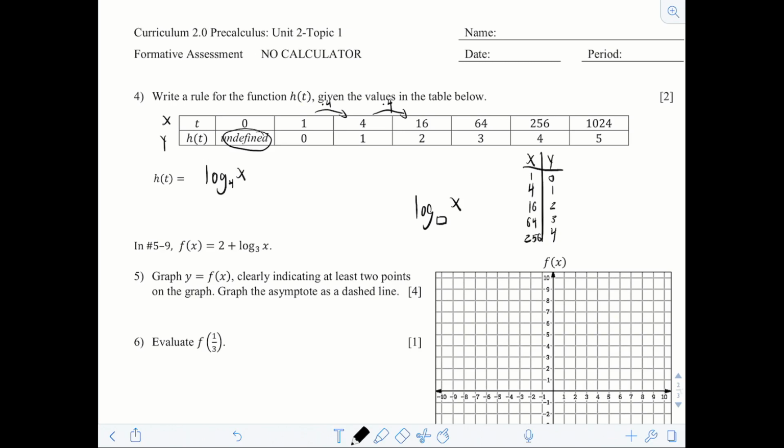Okay, and just to double check, if I were to say log base 4 of, let's say, 0, what would that give us? So I'm saying 4 to the something power gives me 0, and since that's not available, this will be undefined. Let's do log base 4 of 1, and that would actually be 0. Log base 4 of 4 would be 1. Log base 4 of 16 would be 2. And so it seems like those values end up working out just fine.